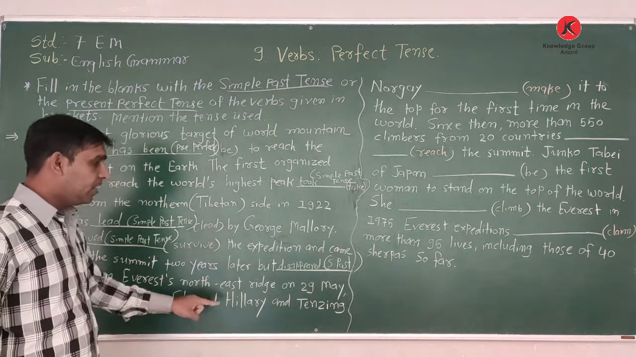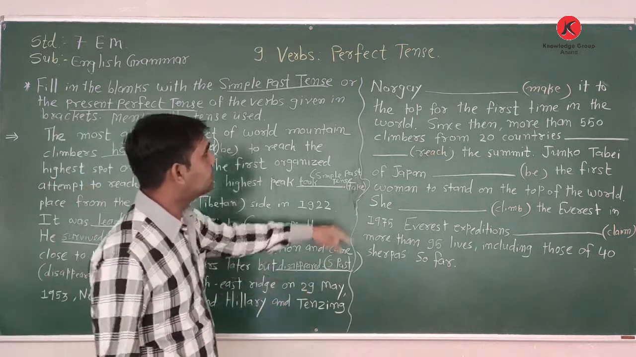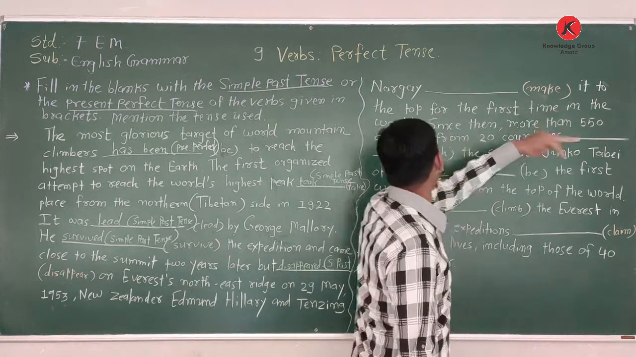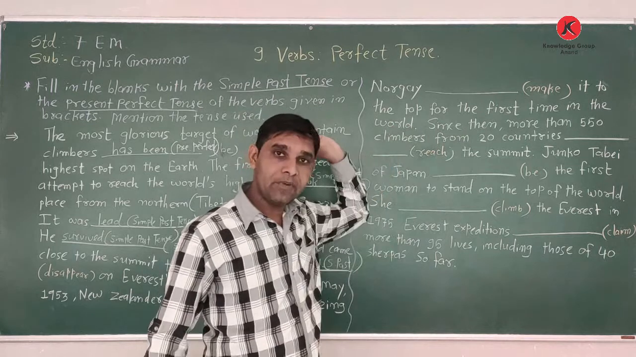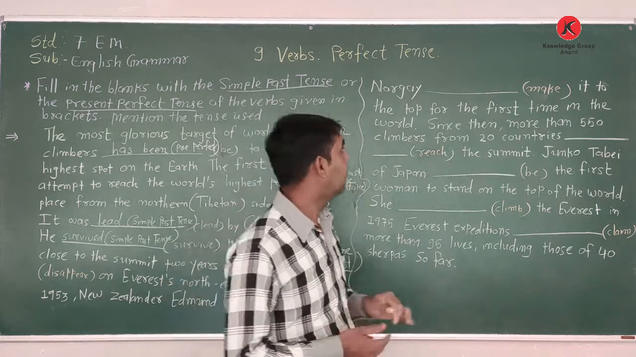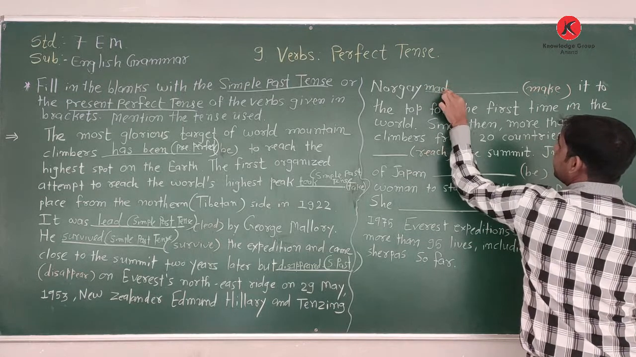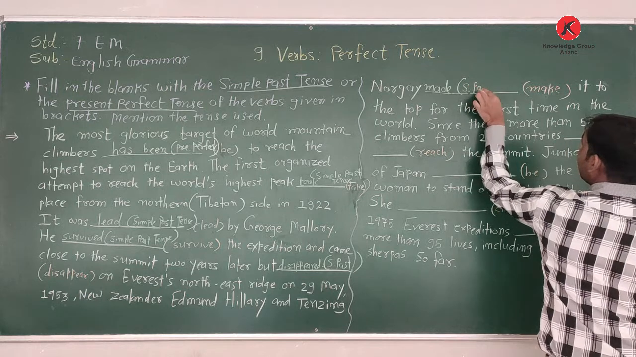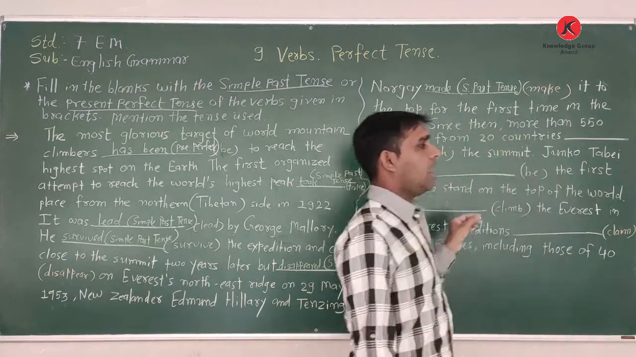On Everest, New Zealander Edmund Hillary and Tenzing Norgay blank. Here the given verb is make it to the top for the first time in the world. The first time, they already went there, so we talk about a past event. So here what do we write? The past form of the verb, M-A-D-E, made, and mention the tense. Which tense? Simple past tense.